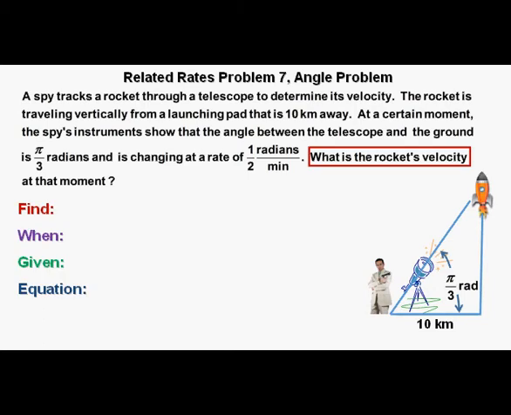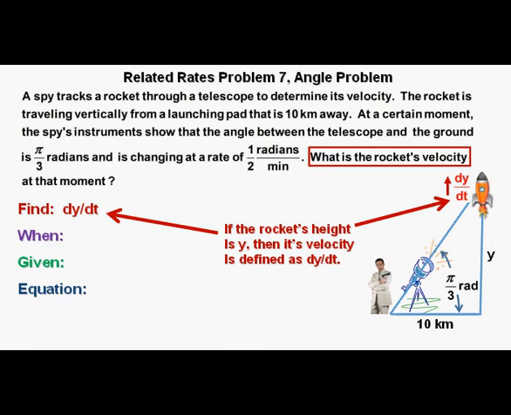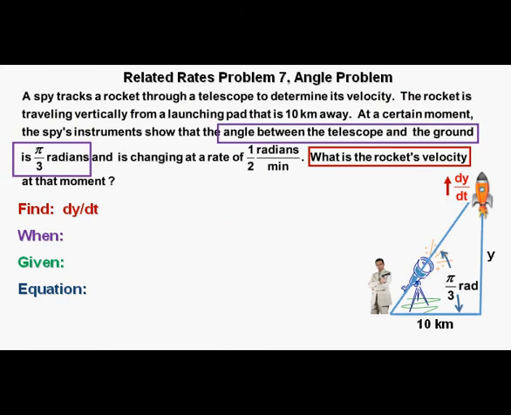So here we are with our organizing tool FWIGI: find, when, given, and equation. Well, what are we trying to find? We're trying to find the rocket's velocity at that moment. If we label the altitude of the rocket y, what we're finding we'll label dy/dt, the change in height with respect to time in kilometers per minute. And when? When the angle between the telescope and the ground is pi/3 radians. So we'll call this when the angle theta equals pi/3 radians.